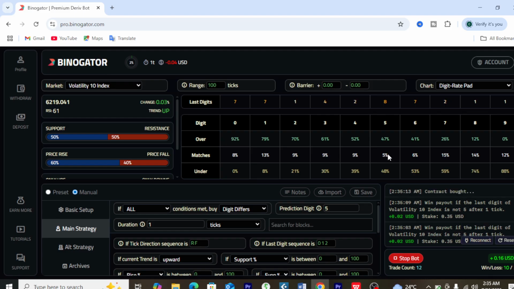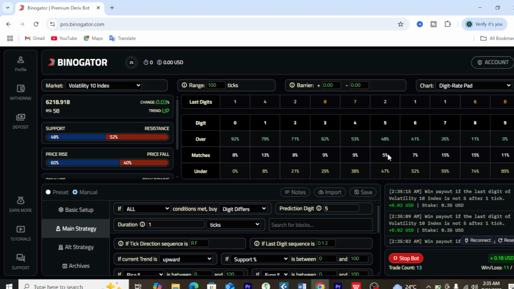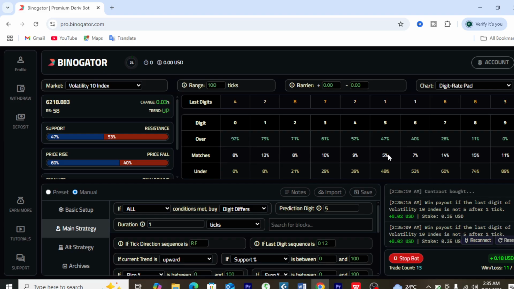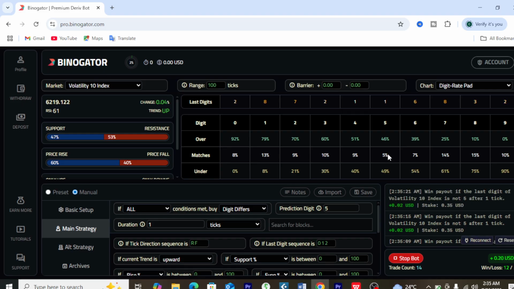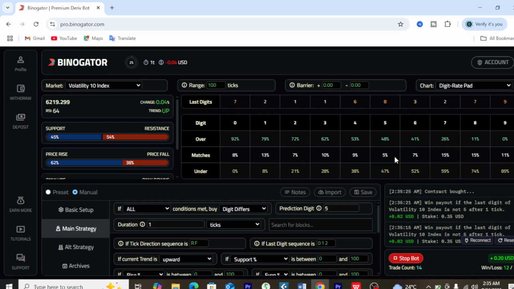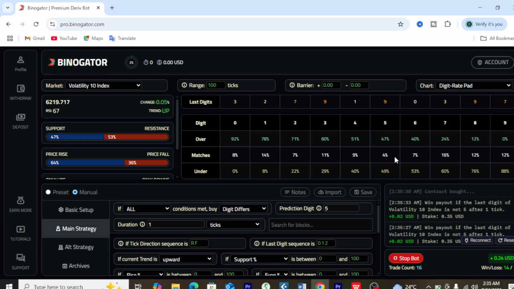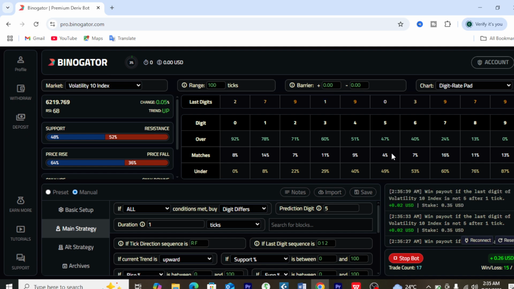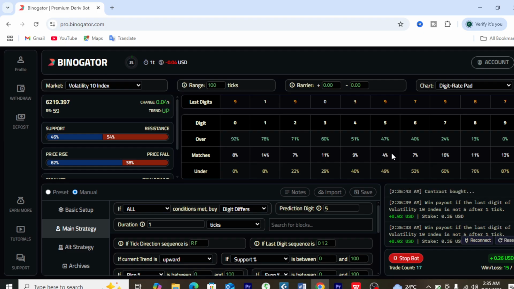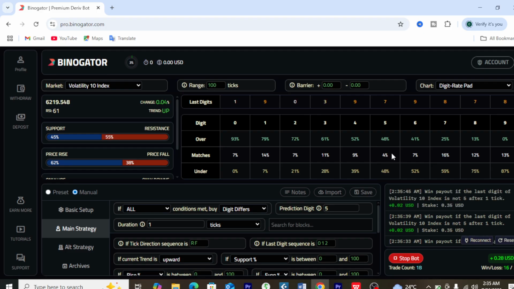This particular strategy I've noticed has a very high win rate, especially when you are looking at the charts. So let's leave it now. The bot is going to keep trading, and I'm not going to change it until the matches percentage now becomes too high. So you can see it's at 4% now. So I'm just going to leave it to keep trading. The bot is going to keep taking trades. So this has a very high win rate.